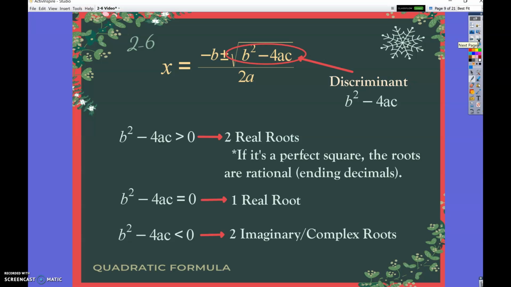To summarize it all up, if your discriminant, the part under the square root, is greater than 0, you're going to have 2 real roots. We did note that if it's a perfect square, those roots are going to be rational or having an ending decimal. If your discriminant equals 0, you're going to have 1 real root. That parabola will just touch the x-axis 1 time. If your discriminant is less than 0, it will have 2 imaginary or complex roots. This is a super key slide. You'll want to refer to these notes when working through problems.